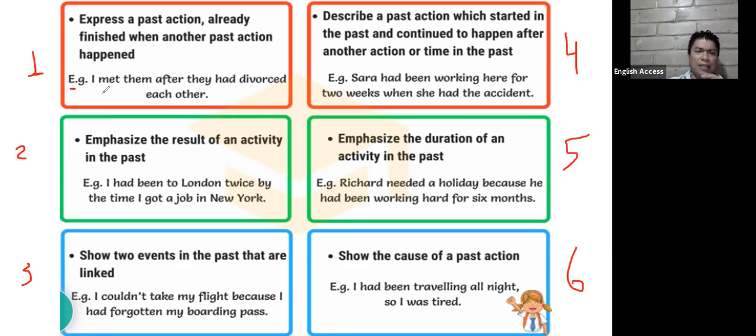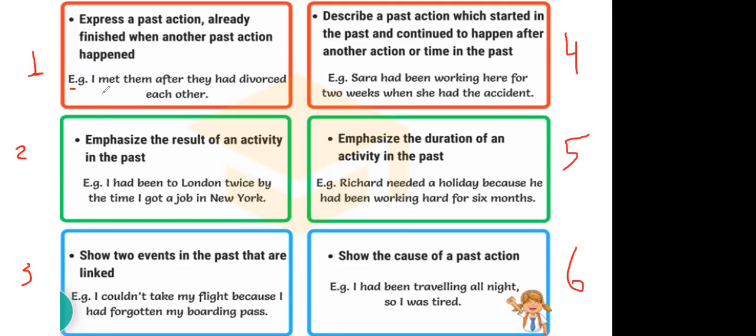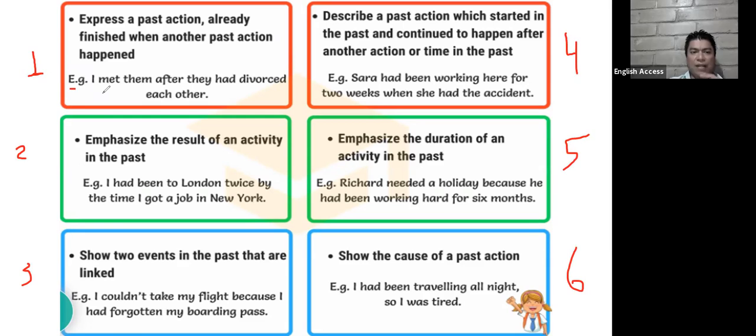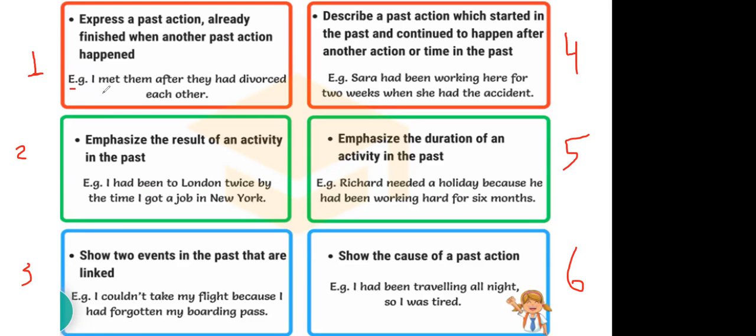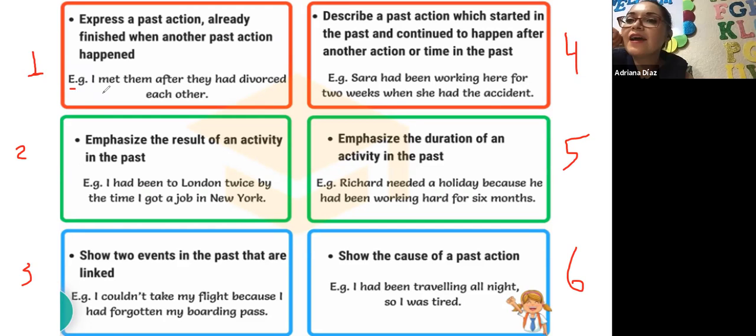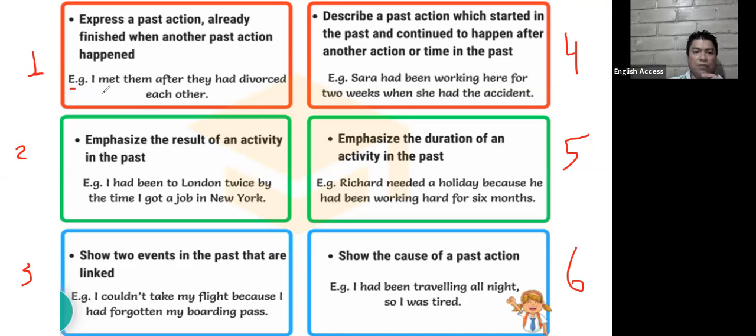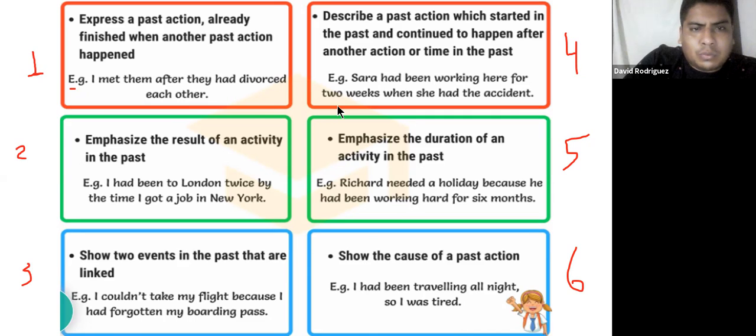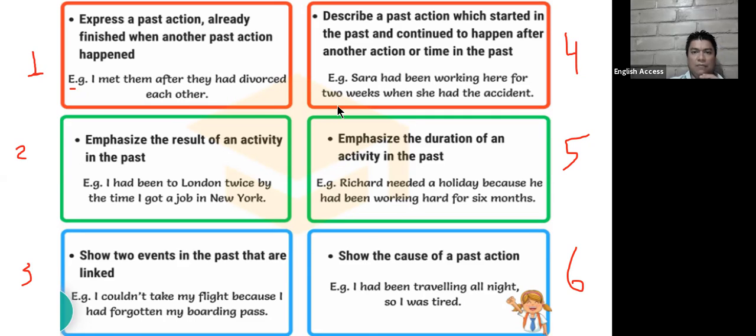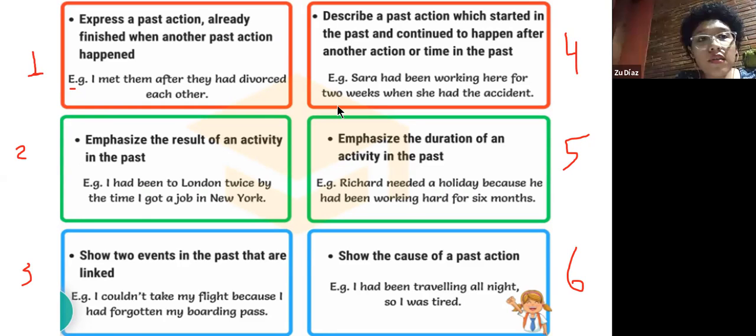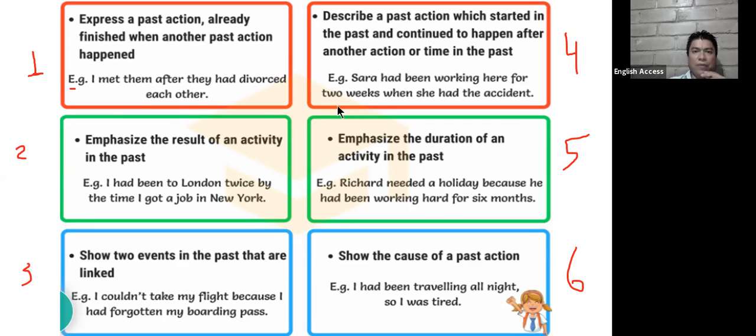Alicia, number 1, please. I met them after they had divorced each other. Very good. Adriana, can you read number 4, please? Sarah had been working here for 2 weeks when she had the accident. Thank you. David, number 2, please. I had been to London twice by the time I got a job in New York. Thank you. Sue, can you read number 5, please? Richard needed a holiday because he had been working hard for 6 months.